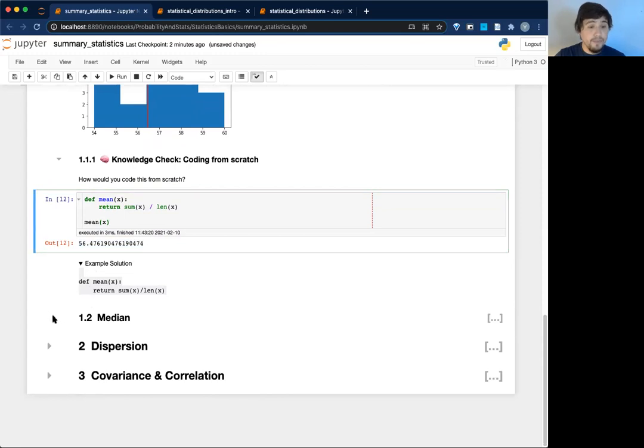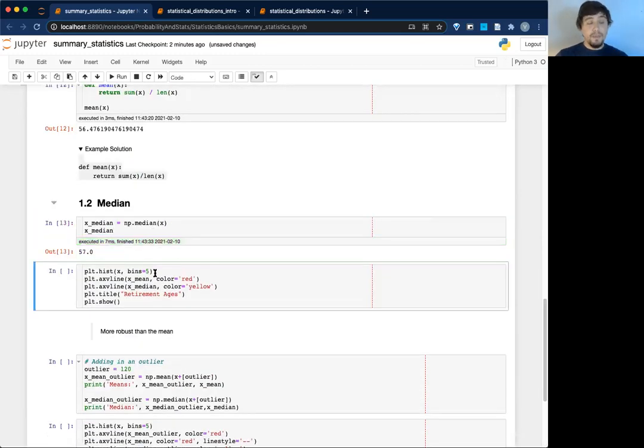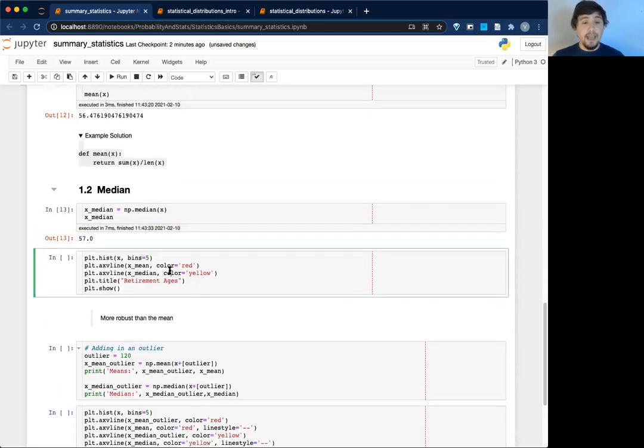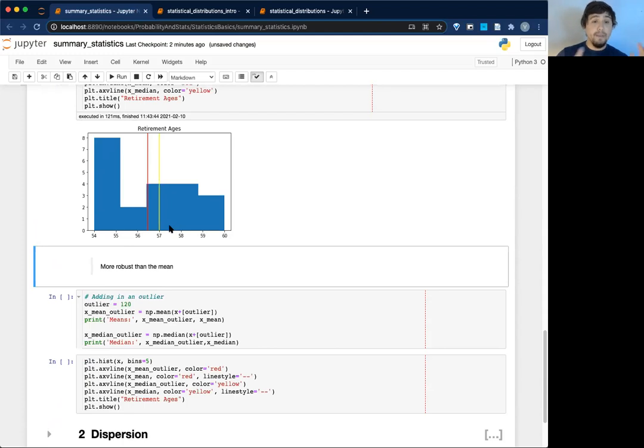Our mean and average. Okay, median. If you don't know what median is, you can think of it as half the data is on the left, half the data is on the right. So our median in this case is 57. If you look at this right here, our mean is in red, and our median is in yellow. You can see that the median is sitting right there, and the mean is getting pulled off to the left, basically skewed away from the median.